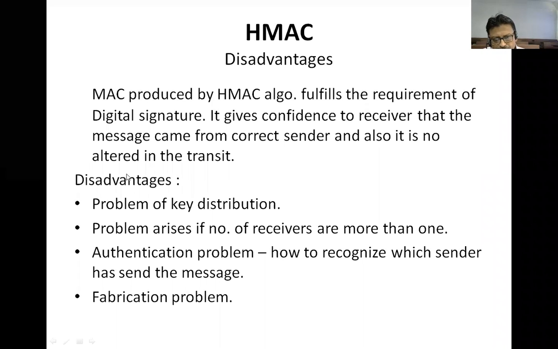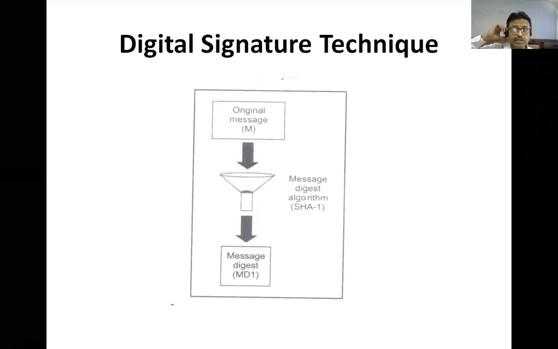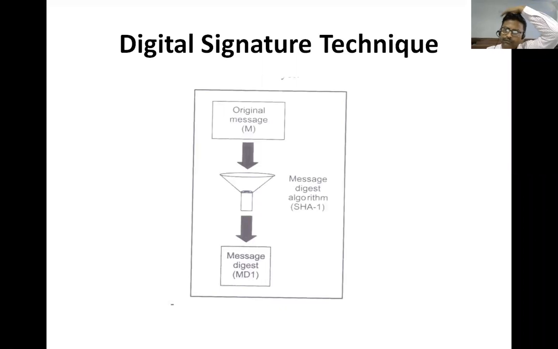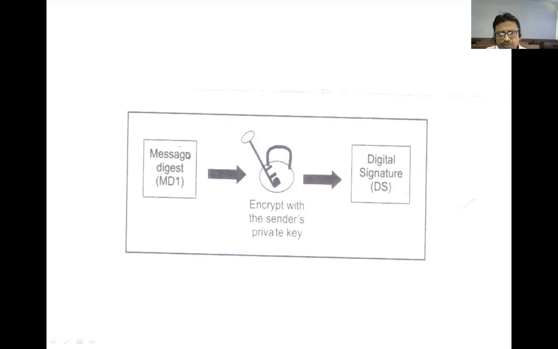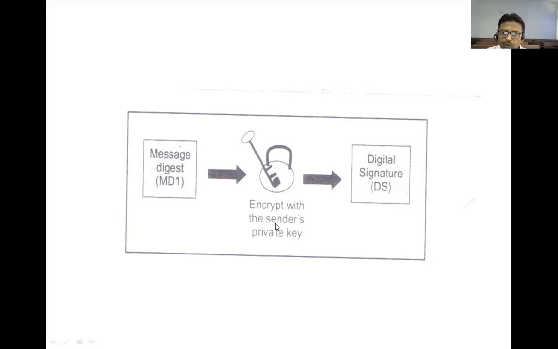So all these problems associated with the HMAC give birth to the digital signature algorithm. The digital signature technique is a little bit different from HMAC. We take the original message and apply the message digest algorithm to calculate the message digest. Once this message digest has been calculated, we encrypt it with the sender's private key, which is known to the sender only. And then it creates a digital signature.